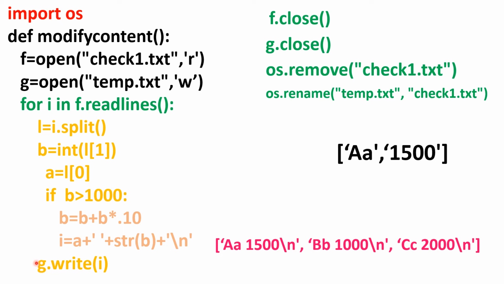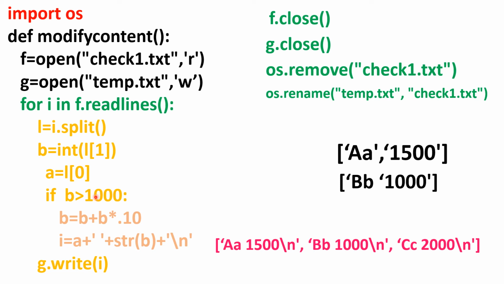Similarly, the loop will move up again and i will have the record present at index 1 of the list. After this, split will work again and a new list will contain BB at the 0th index and 1000 at the first index. This converts the salary into an integer and this stores the name into a. Again we are checking if b is greater than 1000. Now here the condition is false.